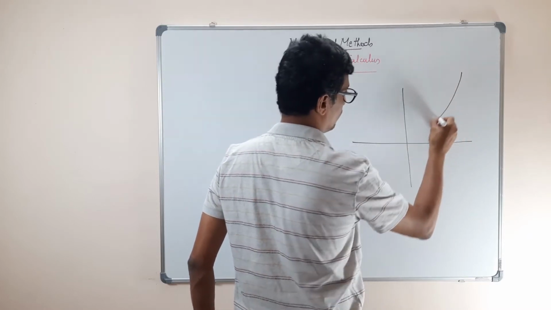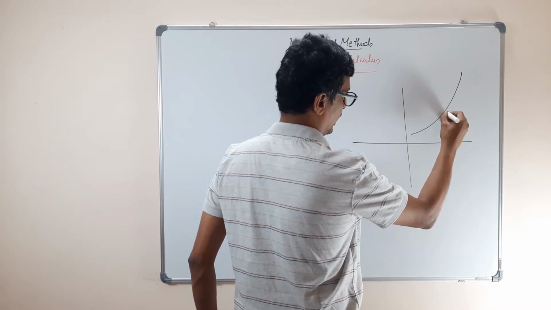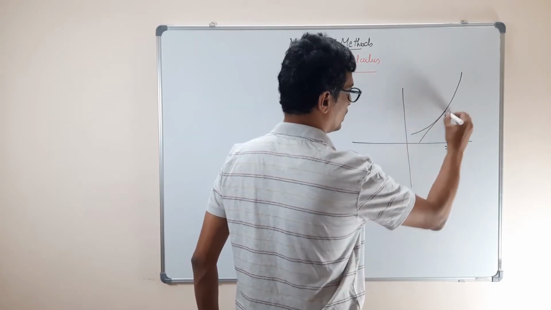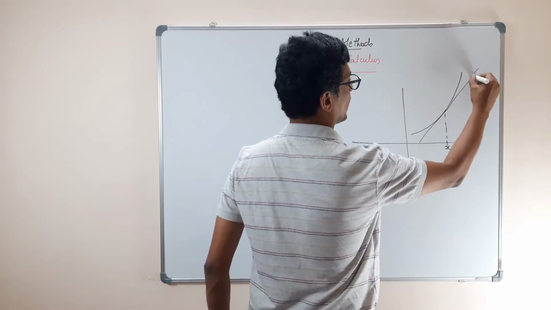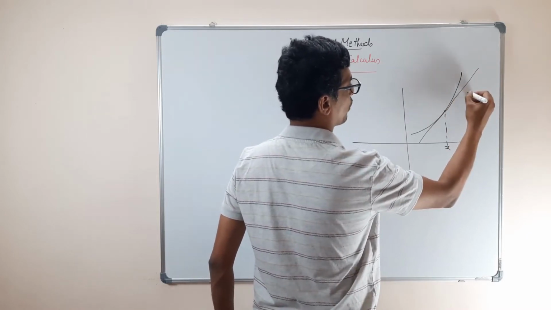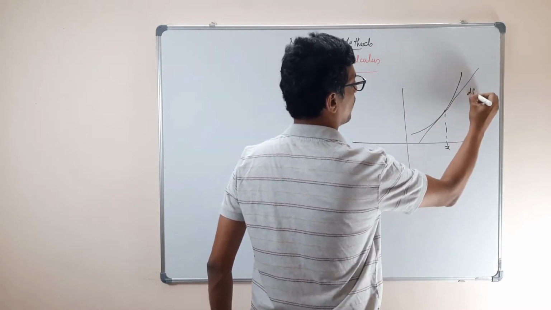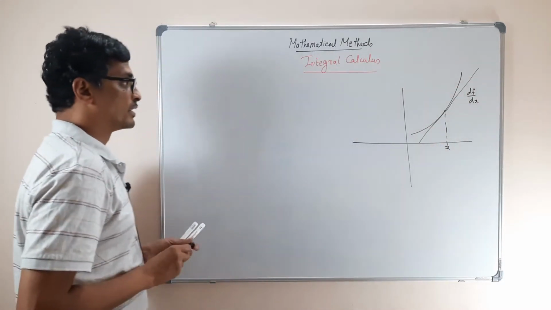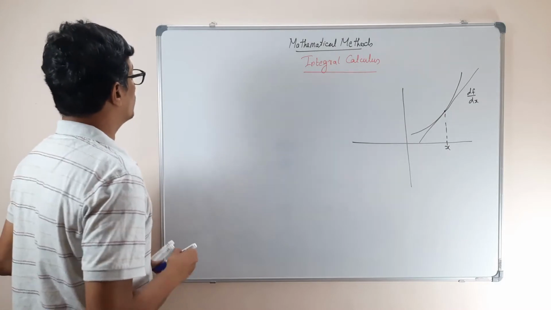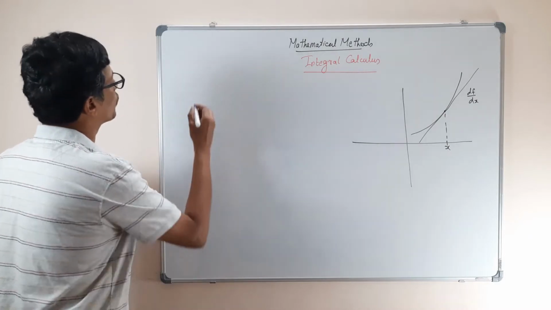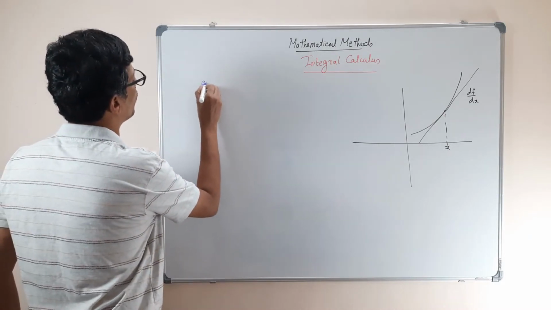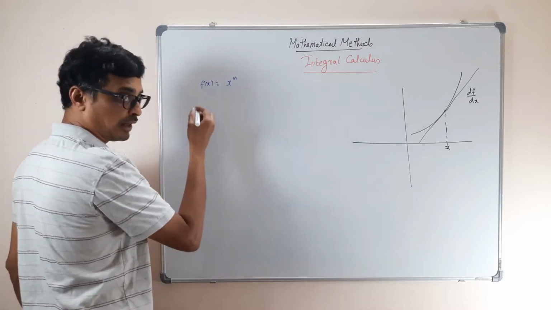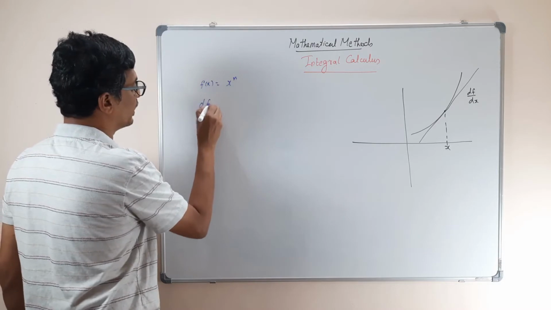Suppose you have a curve at a certain x. What's the derivative? The derivative is nothing but the slope of the tangent line at that point, right? This is what we call df by dx. And we did some problems also. You remember? For example, suppose you have f of x equal to x power n, we know that formula, right? So df by dx.